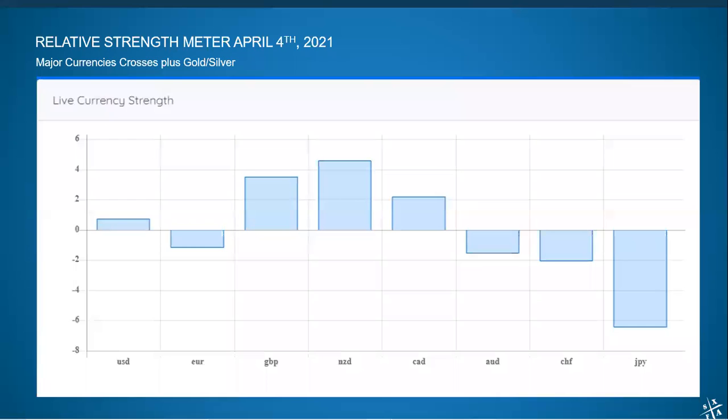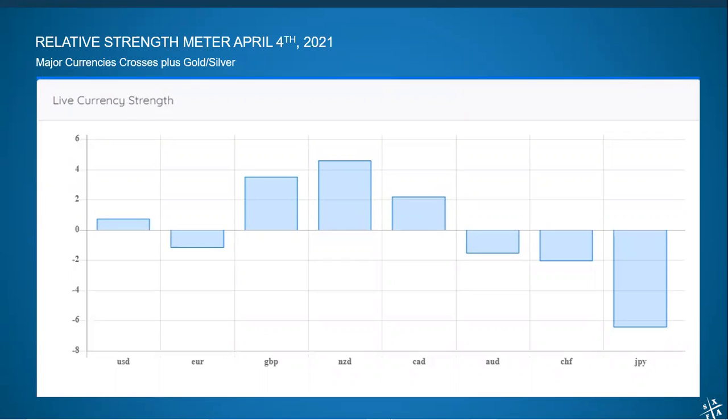Relative strength meter for last week, we can see that the yen continues losing ground. That was the biggest mover of the week. Again, we are long on the USD JPY right now, and the pound JPY as well. So we are trading in that direction. The Swiss and the Aussie and the euro to some degree lost ground. Not much, more of a flat week than anything else.